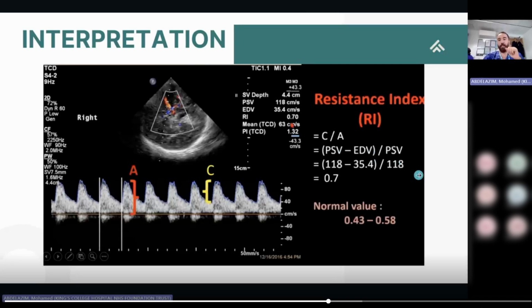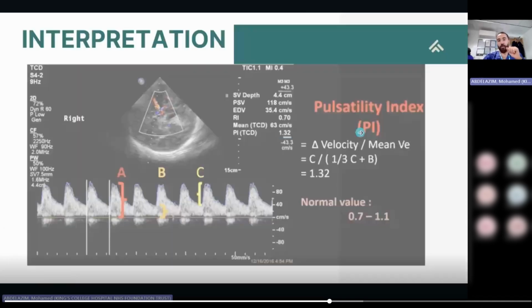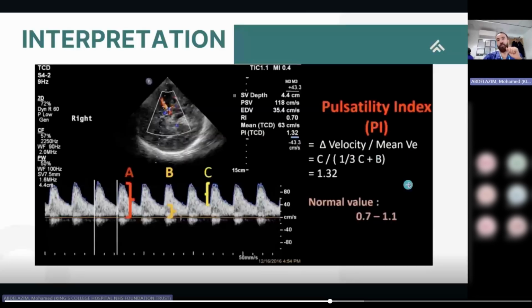While the pulsatility index is the same, the difference of velocity over the mean velocity, which is not in the resistive index. The normal values for the pulsatility index are usually 0.7 to 1.1. And we usually rely more on the pulsatility index when scanning or getting transcranial Doppler through the MCA.